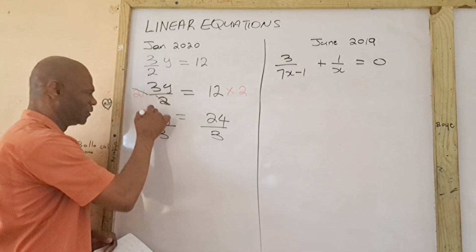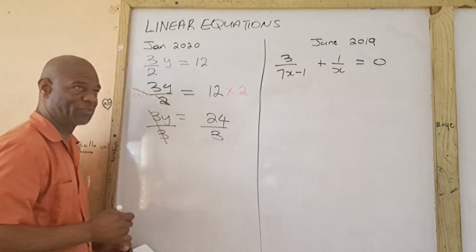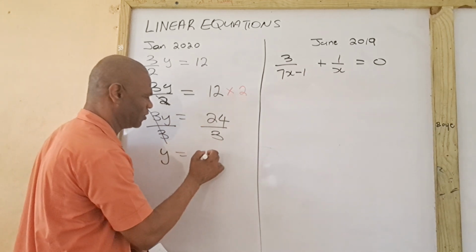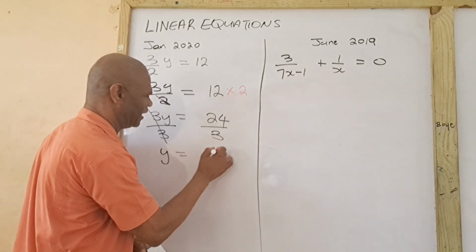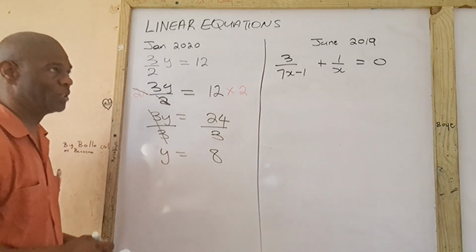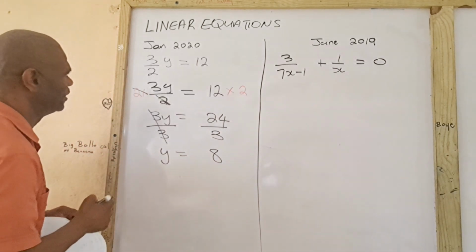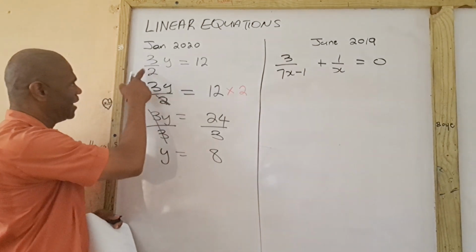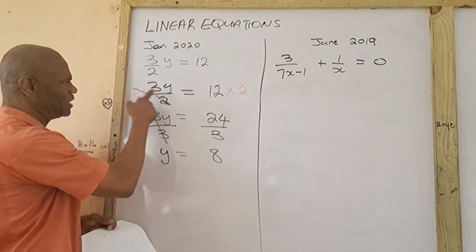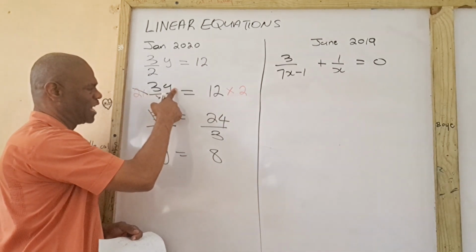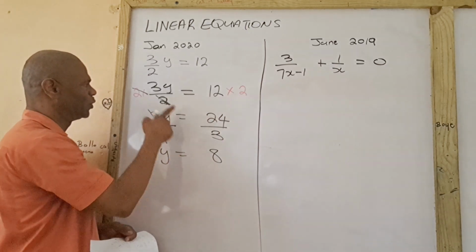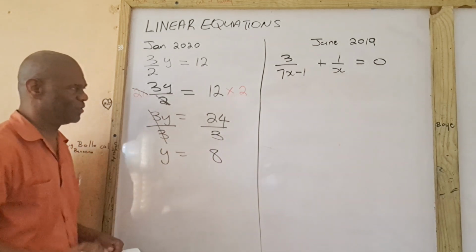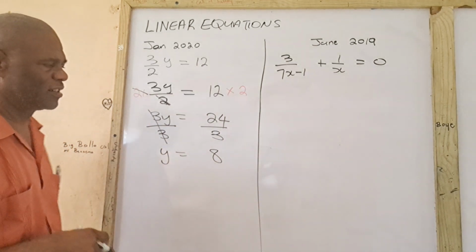Alright? So 3 is cancelled, 3 into 3 is 1, we are left with y equals 24 divided by 3, which is equal to 8. Alright? 3 times 8 is 24. So let's see if that's correct. We are going to substitute 8 in the equation for y. So 3 times 8 is what? 24. 24 divided by 2 is 12. And so 12 is equal to 12. So you are correct.